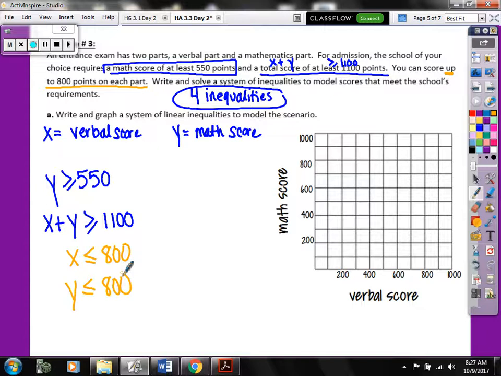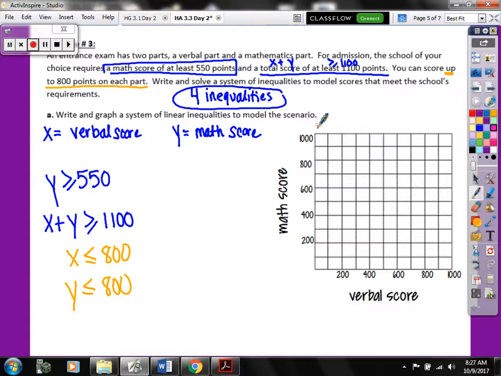Now, it looks like we're going to go off the graph a little bit. Nice job, Mrs. Bennett. Okay. The 1,100 is going to go like one row above. I don't know. But the first one would be at 550. We would have a solid line.